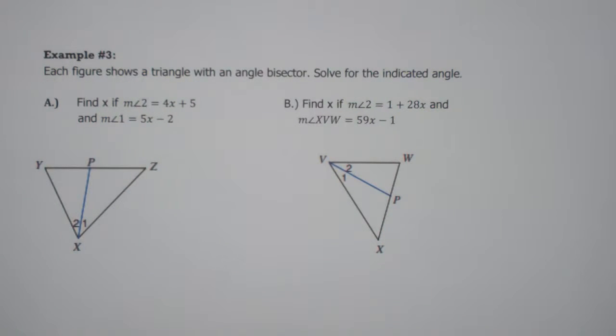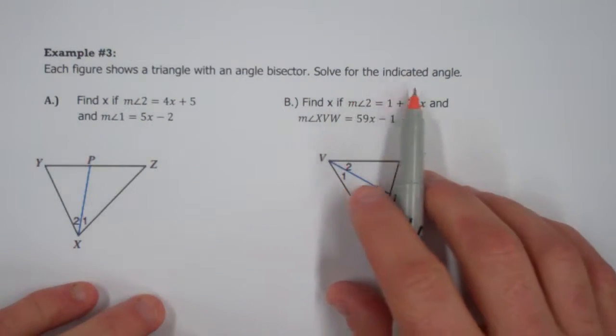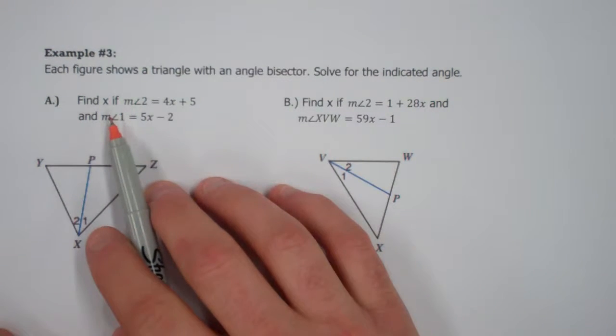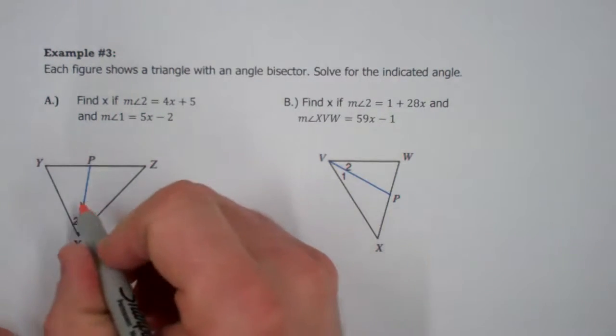In example 3, each figure shows a triangle with an angle bisector. This is going to be pretty big for us here. Solve for the indicated angle. In A, we're asked to find x if the measure of angle 2 is 4x plus 5.